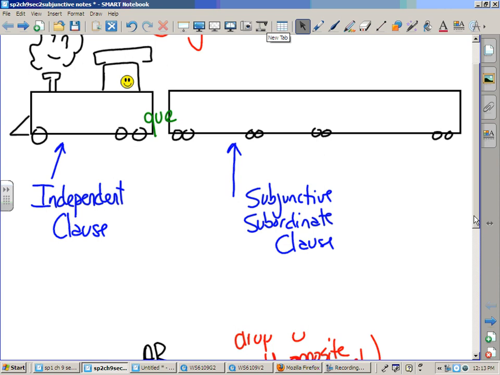Desear. Desear would work. Also, there's one that starts with E. Esperar. Like espero, I hope. Esperas, you hope. So I'm going to write a sentence here. If you don't know the verb esperar, please write it down on your vocabulary. To hope. Okay?